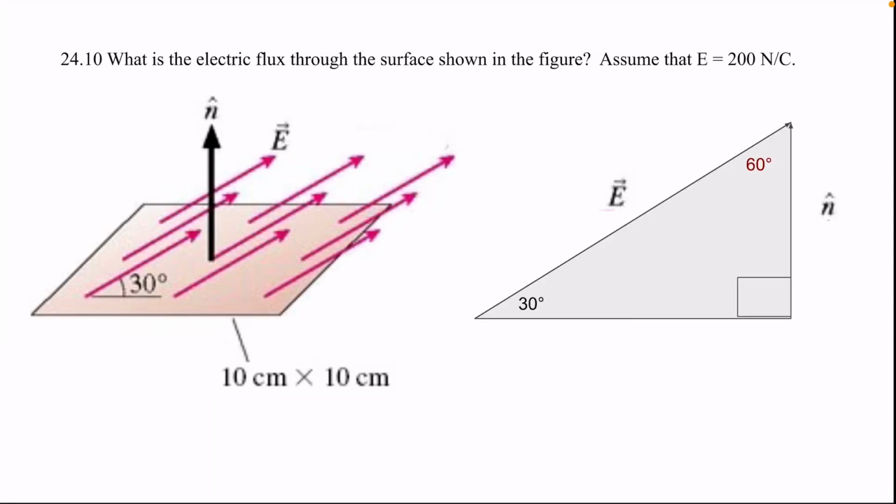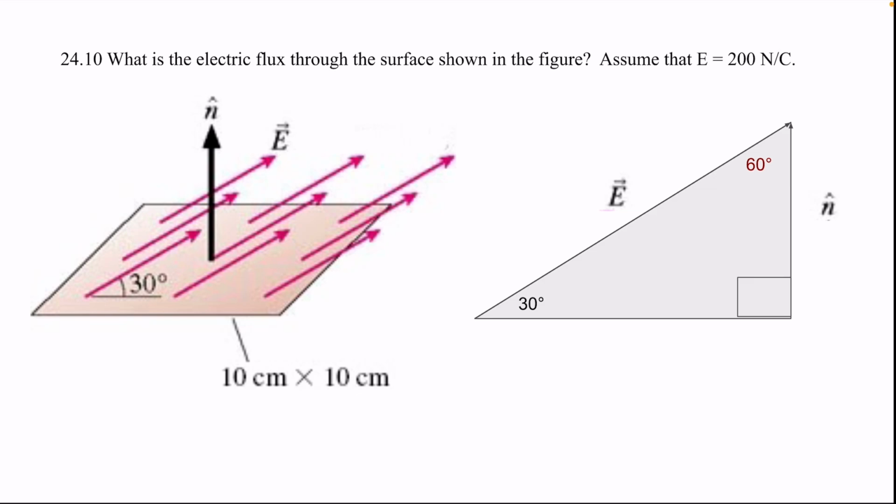So 24.10 is asking, what is the electric flux through the surface shown in the figure? Assuming here that the electric field is 200 newtons per coulomb. One of the key things about understanding the setup of this problem is you have that flat square plane, which the area vector is always going to be perpendicular to the surface of that. And then you have some electric field going through that plane at an angle of, it shows 30 degrees.